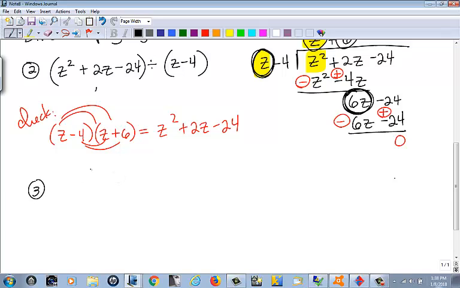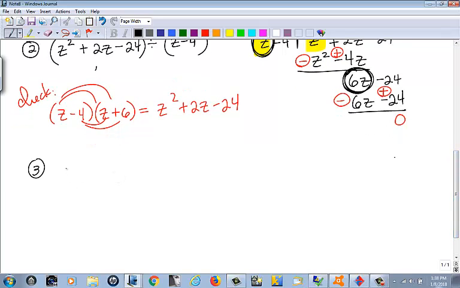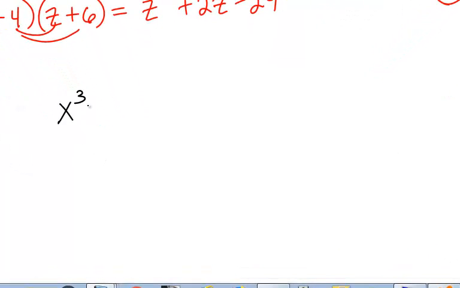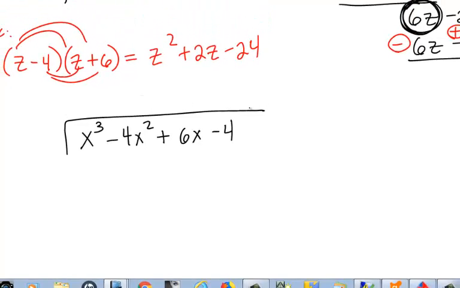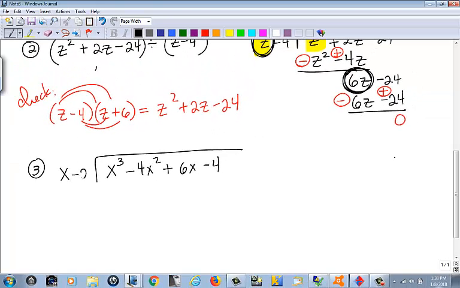Okay. So we're going to just do the long division. So we have x cubed minus 4x squared plus 6x minus 4. We're going to divide that by x minus 2. Okay, now you look just here and here. What do you need in your answer? So when you multiply this times this, you get the x cubed. X to the second.